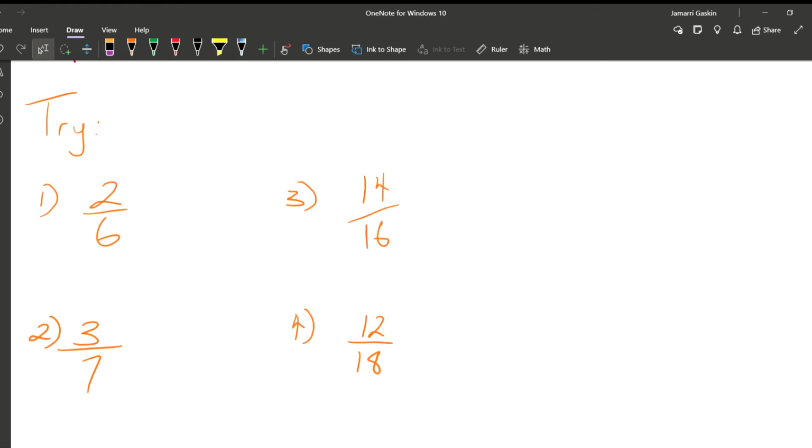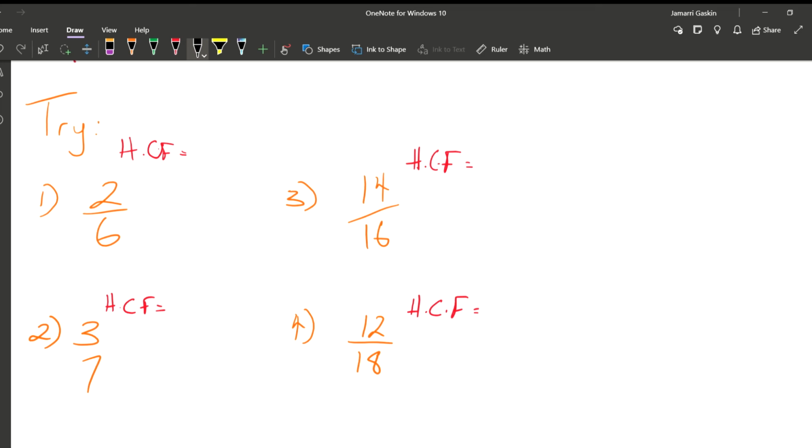Okay, so I want you to try these 4 items. You have to reduce them to their lowest terms or cancel them as far as you can go. So you can pause the video and do that. Alright, so I trust that you've done the problems, you wrote down the factors, found the HCF, divided, and got your answer. Let's see how it works.